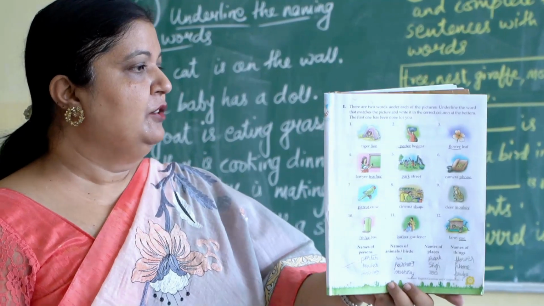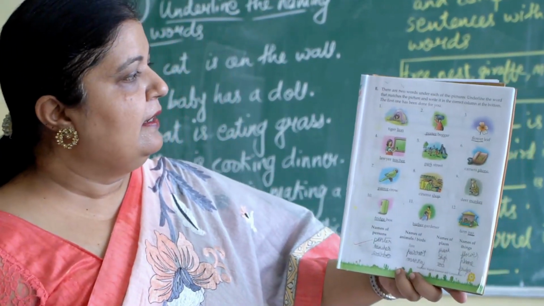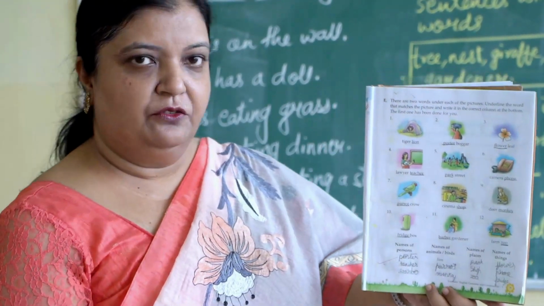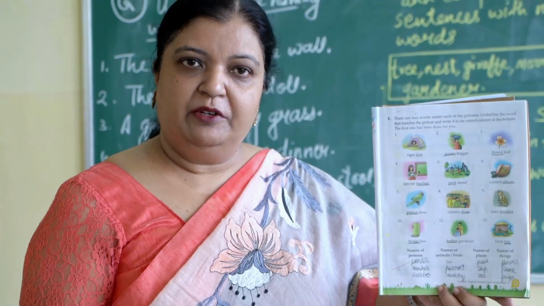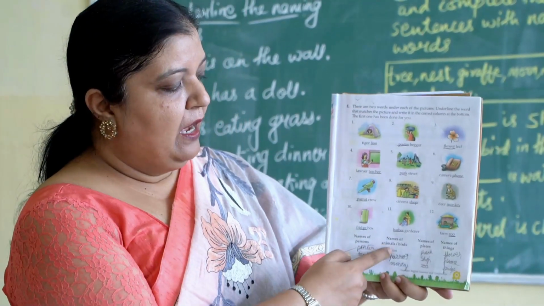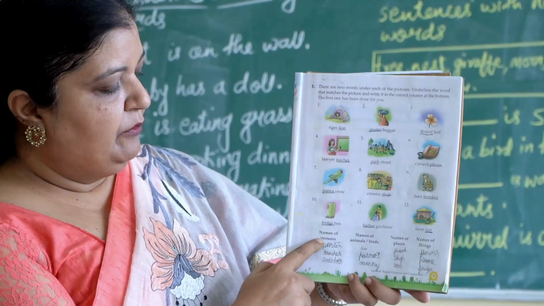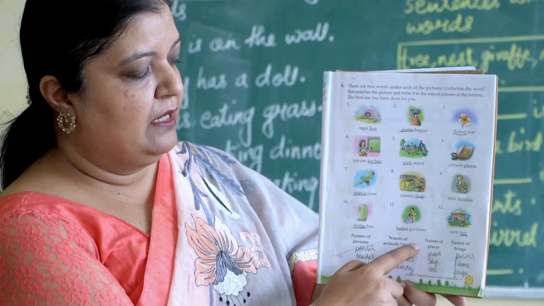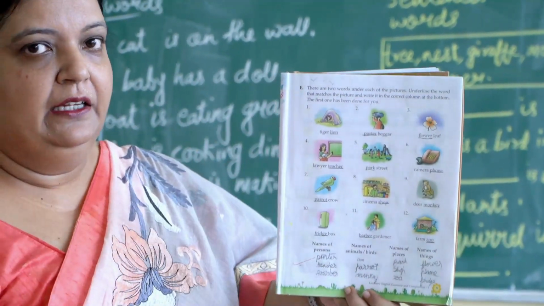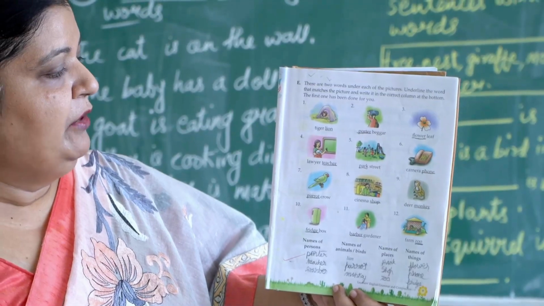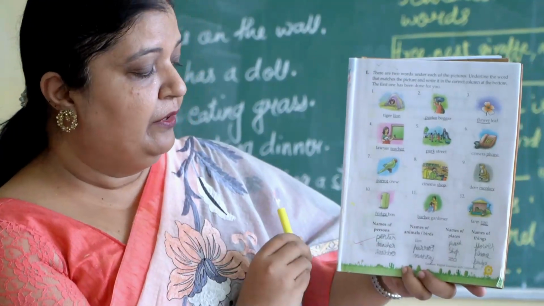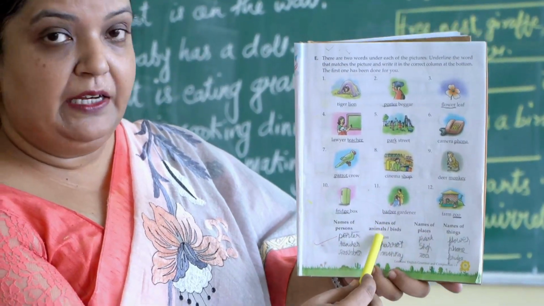Now children, in concern to naming words, there is an exercise on page 11, E exercise. There are so many pictures given over there, and under each picture, two naming words are there, and the correct naming word you have to underline and write under each heading. Names of person, names of animals and birds, names of places, and names of things. Now the first picture is of a lion, and two naming words are given over there, tiger and lion. So you will underline lion, and where will you write? You will write under names of animals.